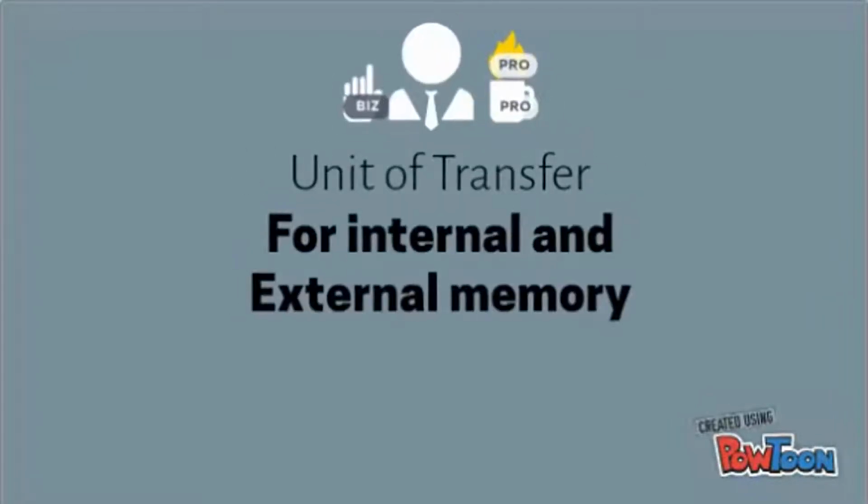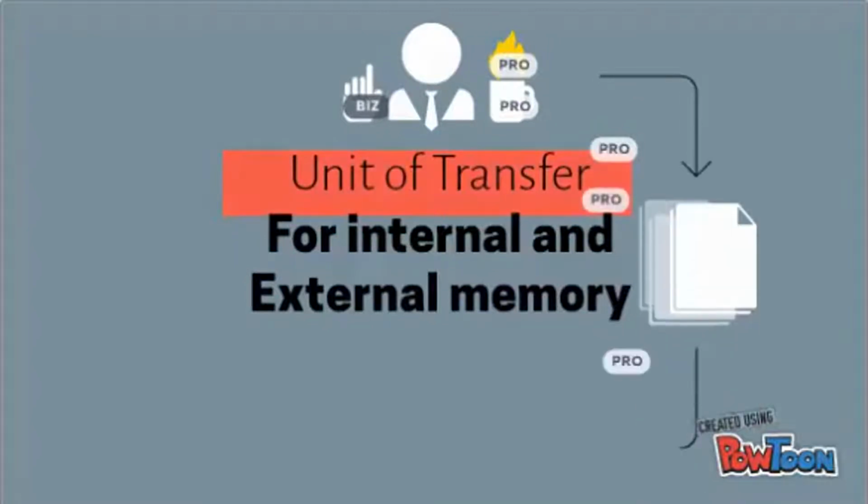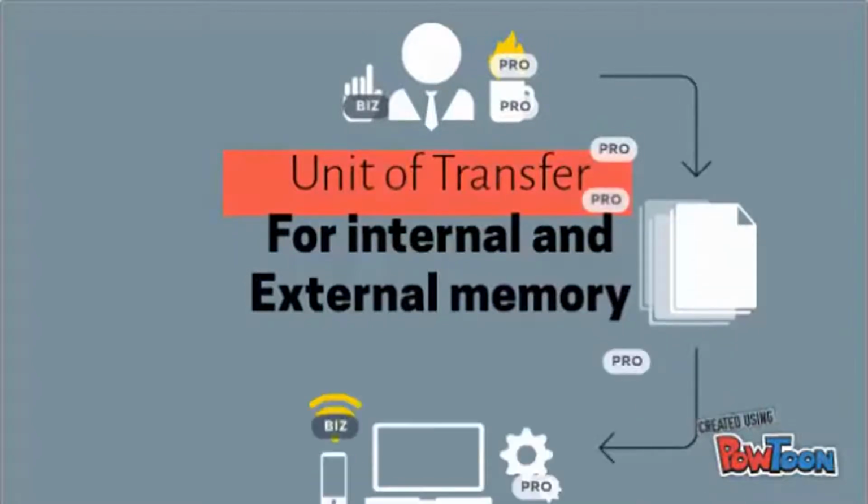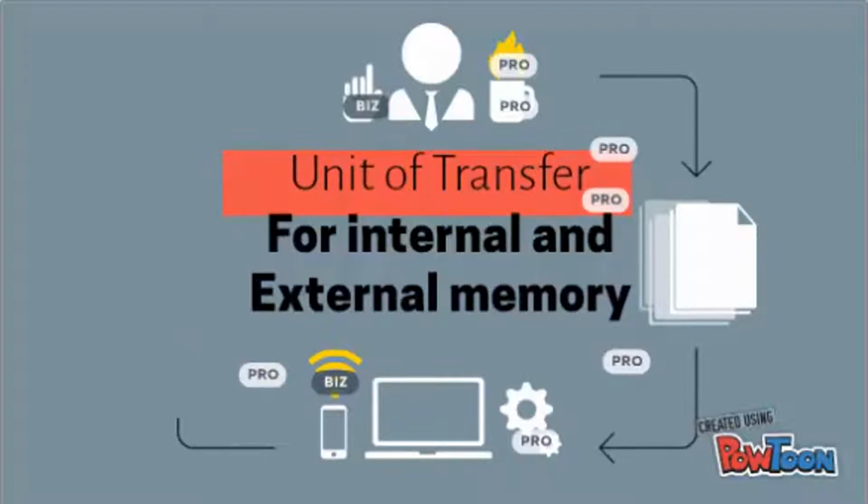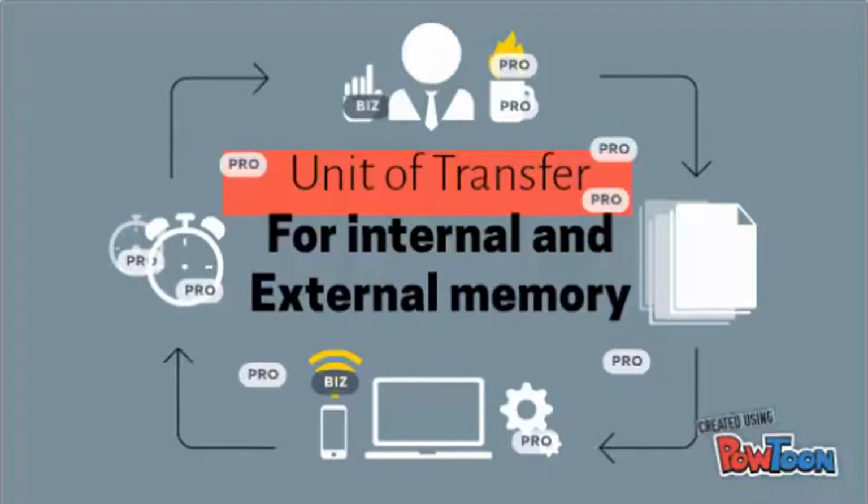Unit of transfer. For internal memory, the unit of data transfer is the number of bits read out of memory at a time. The unit of transfer need not equal a word or an addressable unit. For external memory, the unit of data transfer is the block. Addressable unit: the smallest location which can be uniquely addressed.